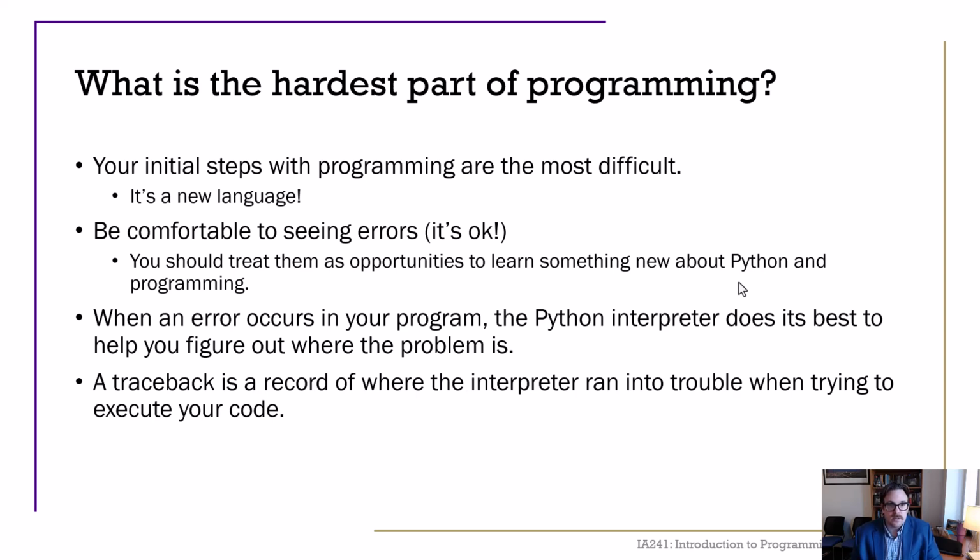When an error occurs in your programming, the Python interpreter does its best to help figure out where the problem is. The previous platform we used was great because it would underline certain errors. This new one is going to tell you what line the errors are on generally, and that's helpful, right? So you don't have to look through hundreds of lines of code to figure out what the problem is. It should show you right off the bat what the problem is.